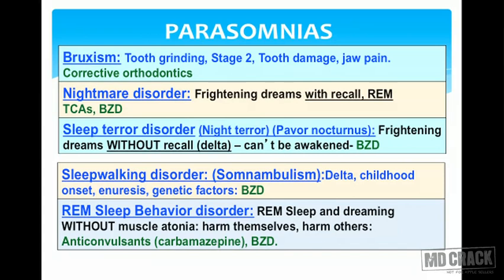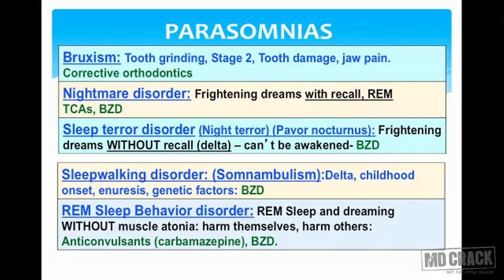The drugs which may be useful to manage this are the TCAs, that's tricyclic antidepressant drugs, as well as benzodiazepines. The next row is sleep terror disorder, which is also called night terror or pavor nocturnus. There are supposedly frightening dreams, because the patient is not going to recall what happened during that particular phase. So I am saying frightening dreams without recall. The patient appears awakened, the patient shouts, screams, and when you ask the patient what happened, the patient doesn't remember anything, because it's happening during stage 3 or stage 4 sleep, that is delta sleep or slow wave sleep. The patient cannot be awakened from this particular sleep because the electrical activity is minimal. And the drugs which may be useful again in sleep terror disorder are the benzodiazepines.